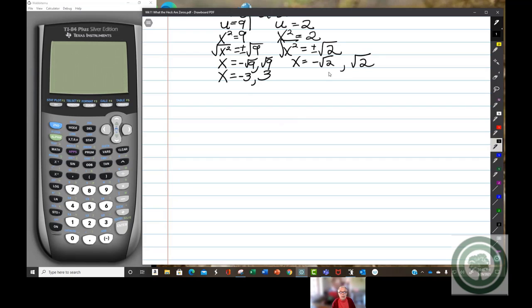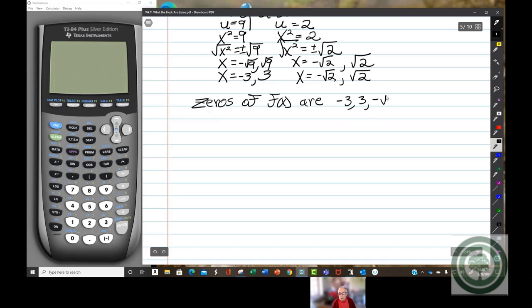Whereas over here, these are irrational numbers, so the only exact answers I can get are negative the square root of 2 and positive the square root of 2. These are the zeros, they're real zeros. They're on the x-axis, even though admittedly, you do have to kind of estimate where these two are located. Nonetheless, our zeros of the function, and you don't have to worry about putting them in order: negative 3, comma 3, comma negative the square root of 2, the square root of 2. And that would be what you put in the first answer box.